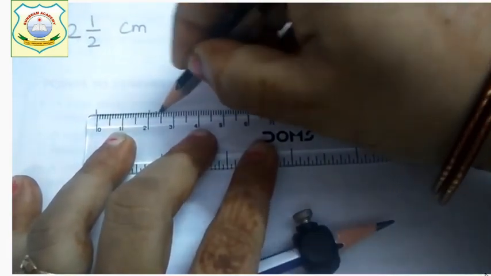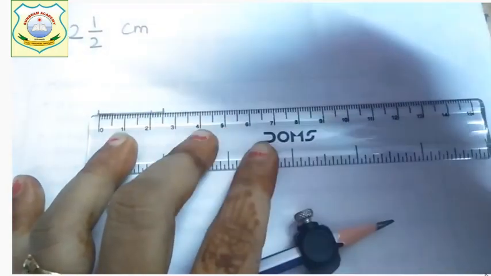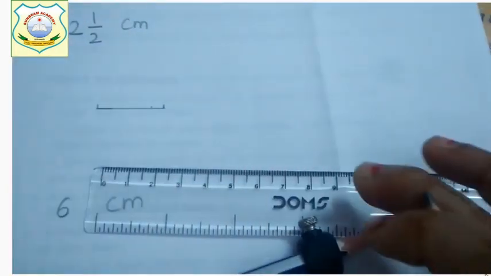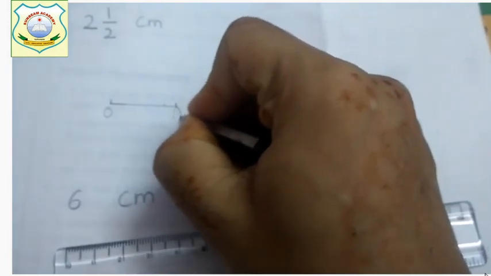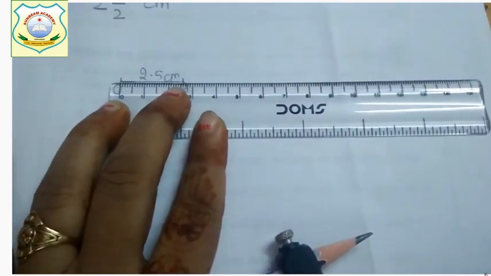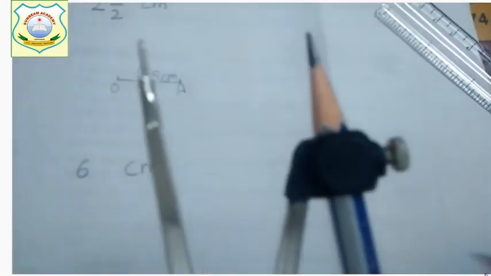So first we will draw a line segment of 2.5 centimeter. Okay. So we will write here OA, 2.5 centimeter. Now we have to draw a circle. So this is exactly 2.5 centimeter. Now we take the help of a compass for drawing a circle.